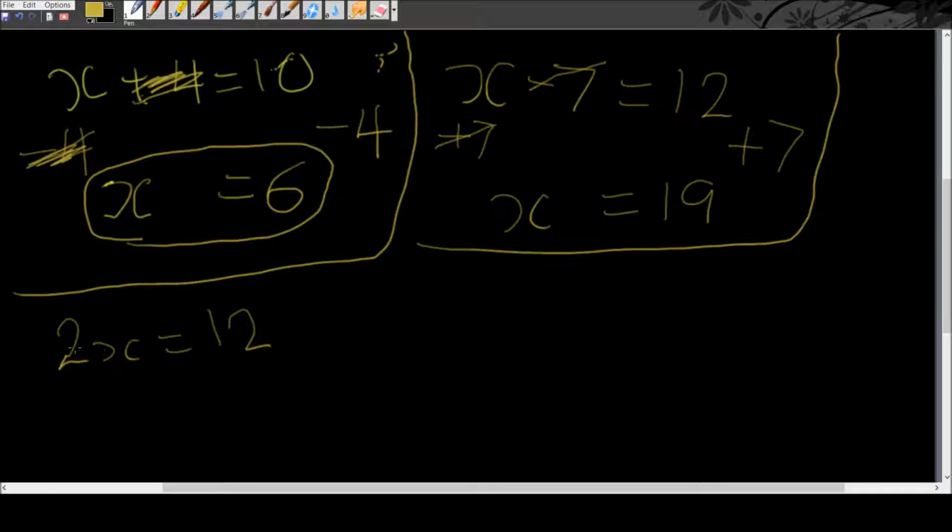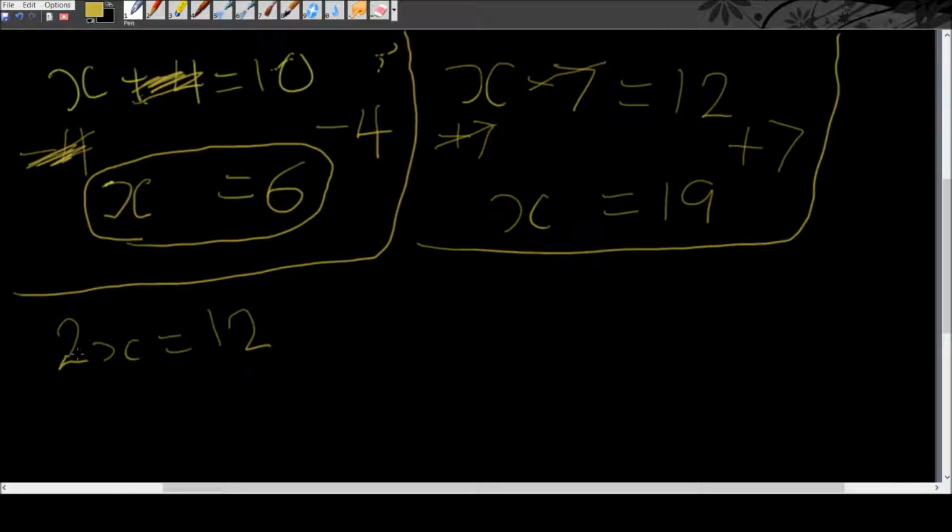What's the inverse? Since we only want x by itself, we don't want 2x, we only want x by itself. So we need to get rid of that 2. And remember what that 2 is doing to the x. That 2 is actually multiplying the x. So what's the inverse operation of multiplying?